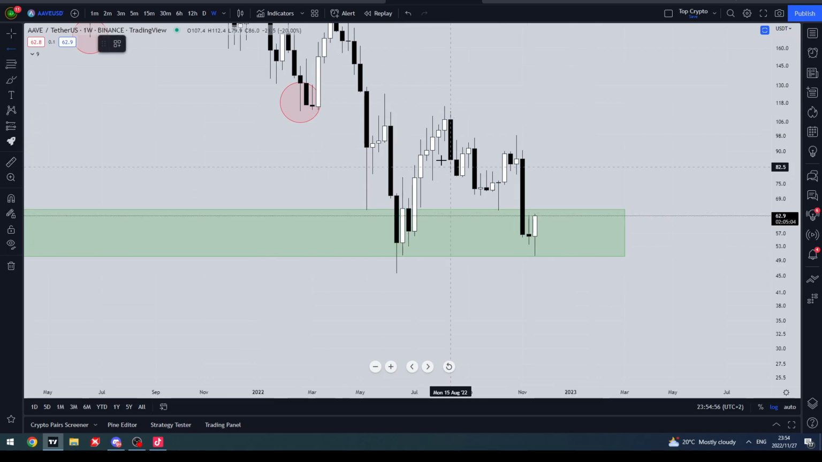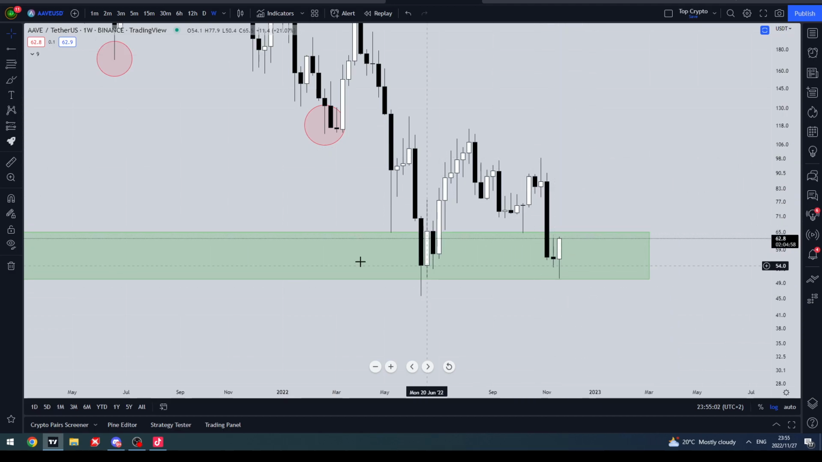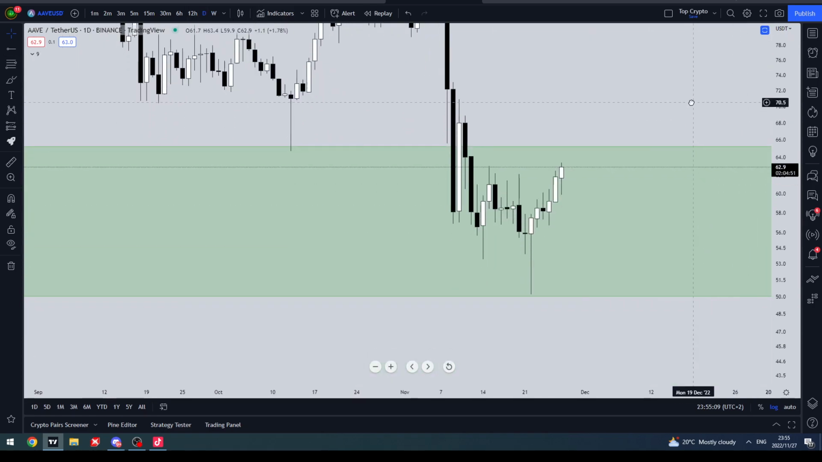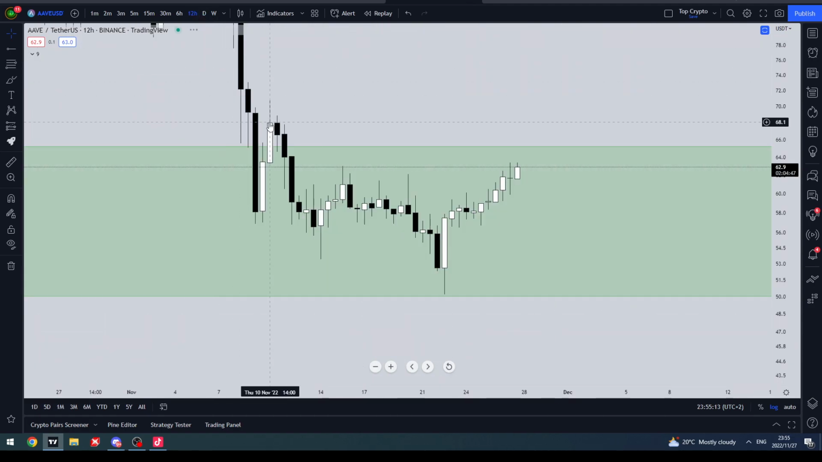Right. Weekly is about to confirm the order block here, right? On a weekly. On a daily, have we done that already? Let's have a look. Let's go down to 12 hourly. Let's go here, right?